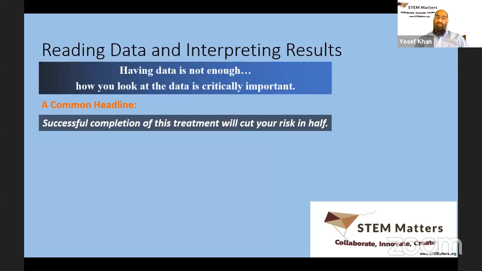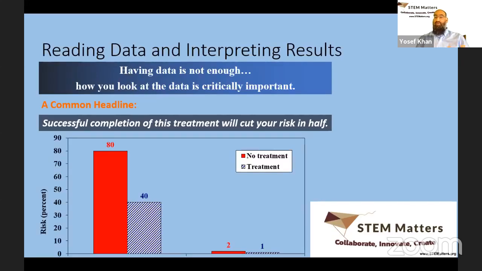And also related to interpreting results, having the data is not enough. It's really about how you critically look at that data. So for example, oftentimes in the media, we'll see a headline that says successful completion of this treatment will cut your risk in half. And that sounds great. But really it depends on what is the risk, what is cutting the risk in half.